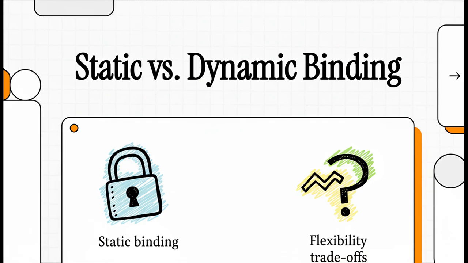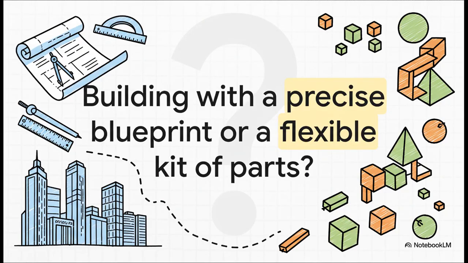Welcome to the Explainer. Today, we're diving into a really fundamental concept in programming, static versus dynamic binding. And we're going to get to the bottom of a super important question: which one of these actually makes our software more reliable?